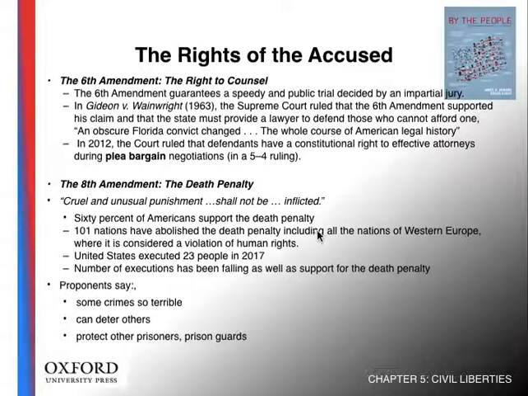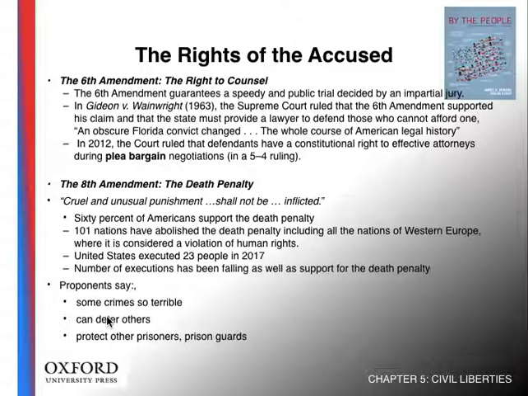60% of Americans support the death penalty. 101 nations have abolished the death penalty, including all the nations of Western Europe, where it's considered a violation of human rights. The United States executed 23 people in 2017. I believe it was 25 in 2018. The book says the number of executions has been falling, as well as support for the death penalty, but it actually went up a couple of people.